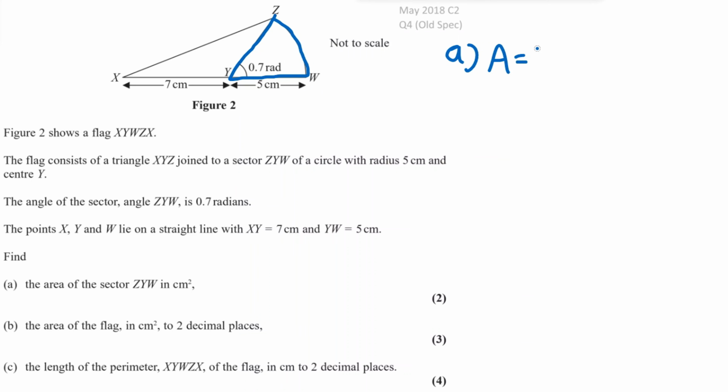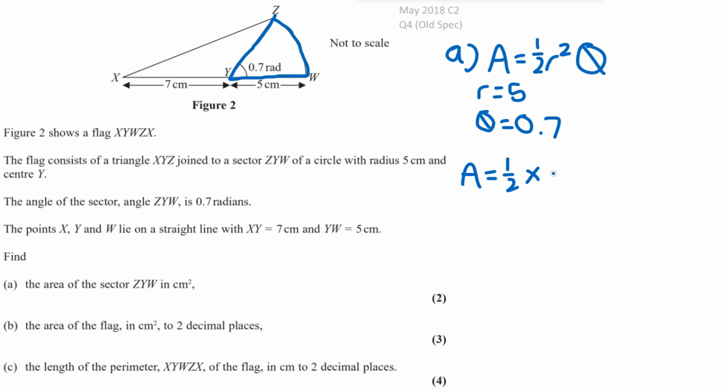The area of a sector is half r squared theta if theta is in radians, which it is here. r is equal to 5 and theta is equal to, in radians, 0.7. So we just need to sub these values in. So A is equal to half times r squared, which is 5 squared, times theta, which is 0.7, which if you put it into a calculator, the area of the sector is equal to 8.75. Now it is technically in centimeters squared, but it doesn't really matter that much. You're not going to lose marks if you don't put that.